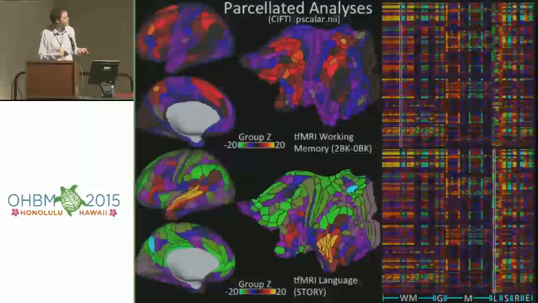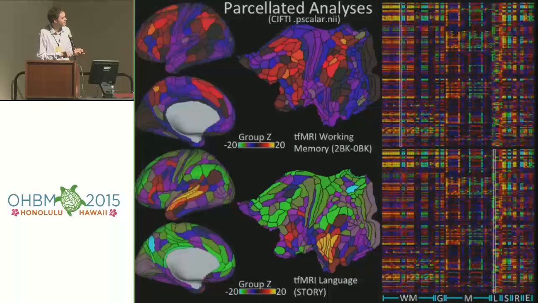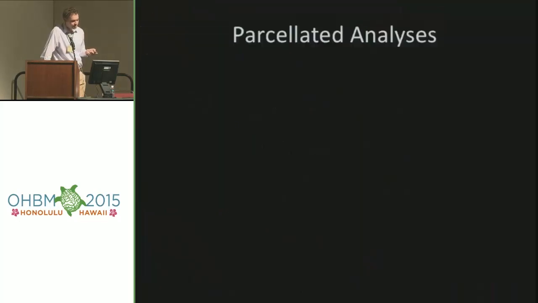And there's two contrasts, working memory up here and the language story contrast down here. And these are all of the Human Connectome Project's task contrasts in a matrix. The line here is which contrast you're viewing.